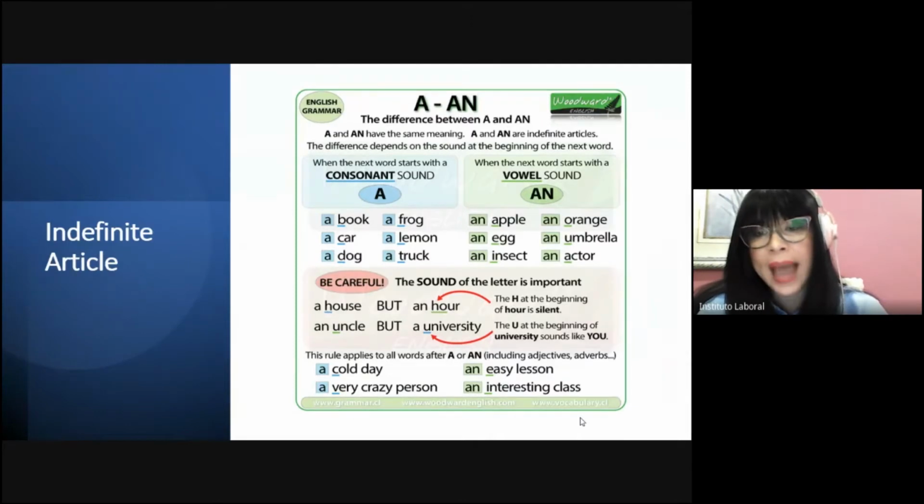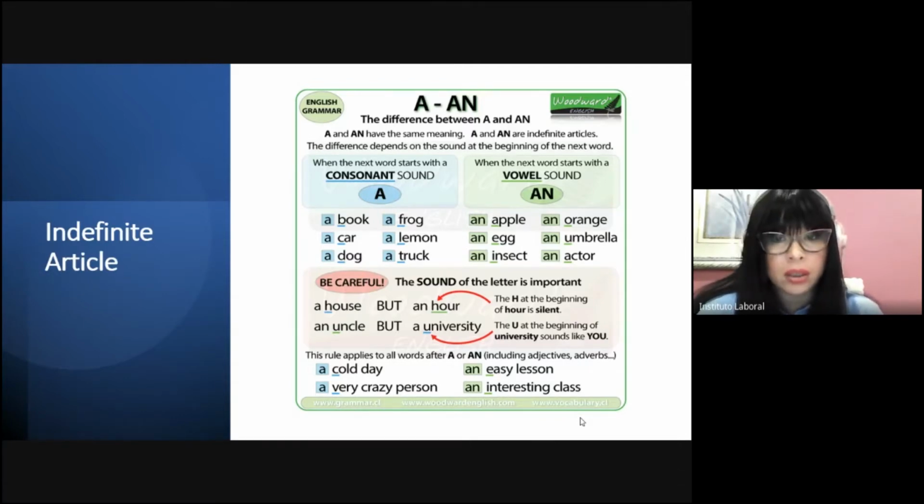Actor, an actor. Be careful, the sound of the letter is important, but what happens when we have the letter H? Sometimes in English the letter H has the sound of ha, like a house. But in other cases, it's a silent letter, and we can hear the vowel. Hour, an hour. The H at the beginning of hour is silent, so we use an hour.